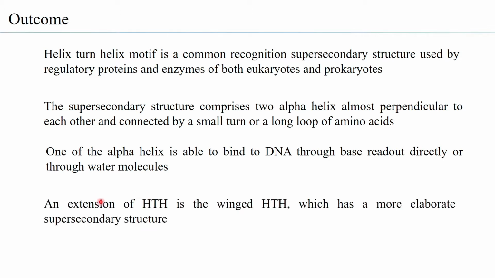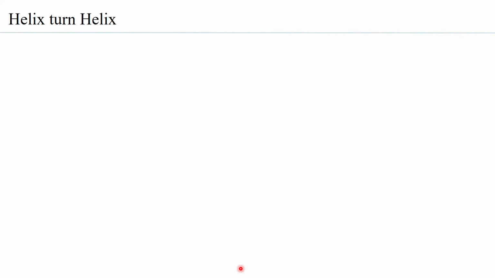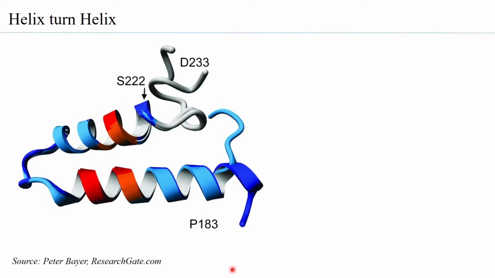An extension of the helix turn helix motif is what is called the winged HTH, and many proteins have the winged HTH motif to bind to the DNA. They have a slightly more elaborate super secondary structure compared to the simple classical helix turn helix motif. Now let us look at the helix turn helix motif. This is an example of a helix turn helix present in the TASPase-1 enzyme. The TASPase-1 enzyme has within one of its domains the typical helix turn helix.